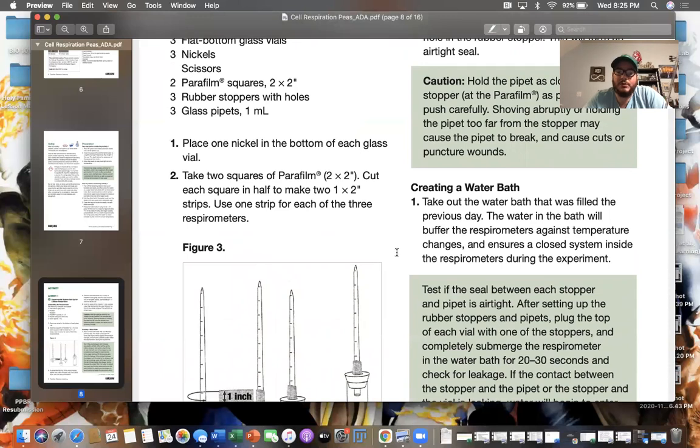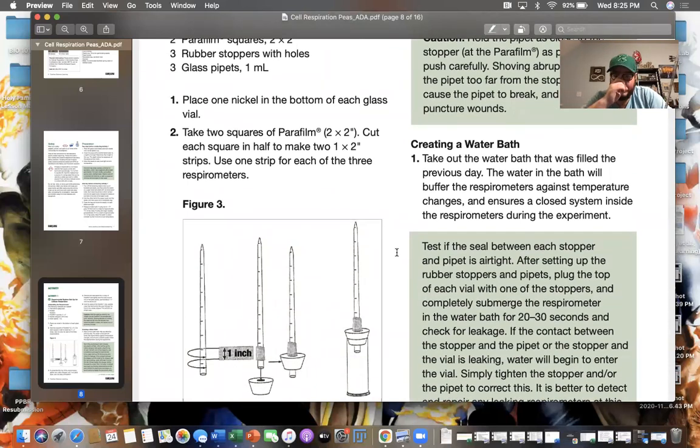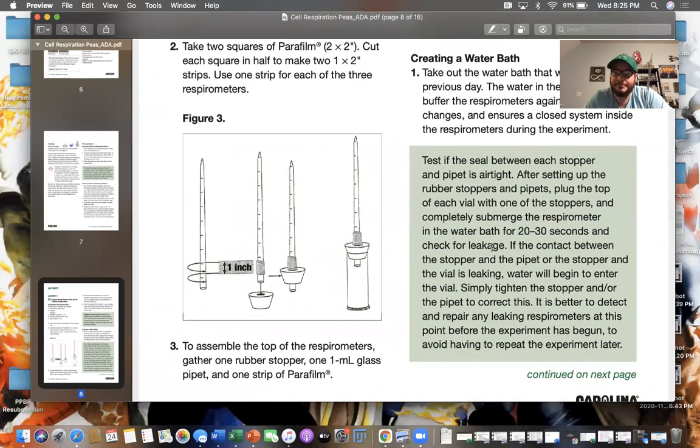Okay, so now we're on to creating the water bath. So take out the water bath that was filled the previous day. The water in the bath will buffer the respirometers against temperature changes and ensure a closed system inside the respirometers during the experiment. Okay, so here we go. So we're going to test if the seal between the stopper and the pipette is fine. After setting up the rubber stoppers and pipette, plug the top of each vial with one stopper and completely submerge the respirometer in the water bath for 20 to 30 seconds. Okay, and check for leakage.